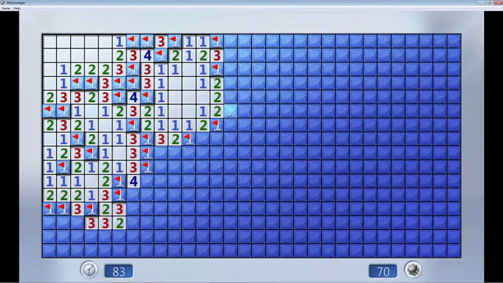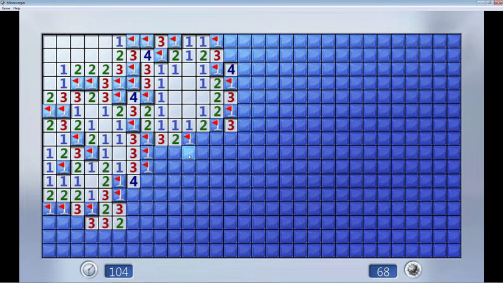The way we know that is because we look at this 2 over here. Let's assume that there is no mine in this cell. So that means that 2 mines for this 2 go here and here, but it contradicts this 2 over here because now there's 3 mines around it. That means our starting assumption was wrong. There must be a mine over here.